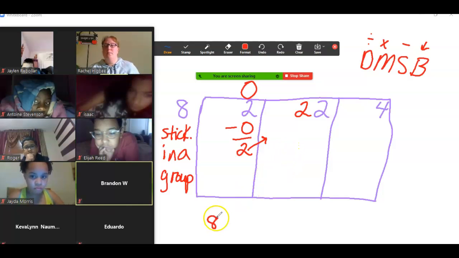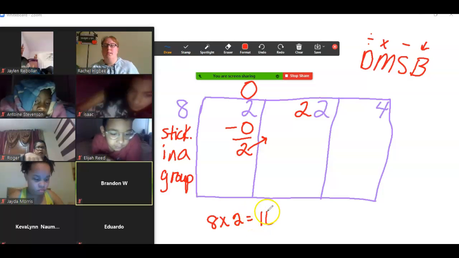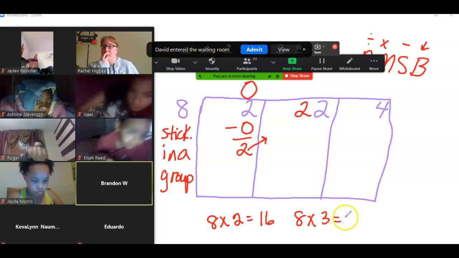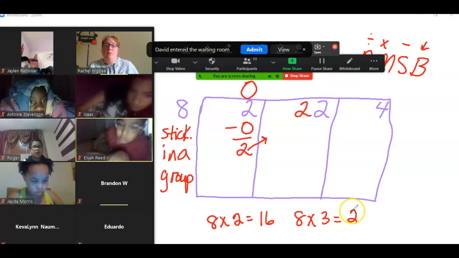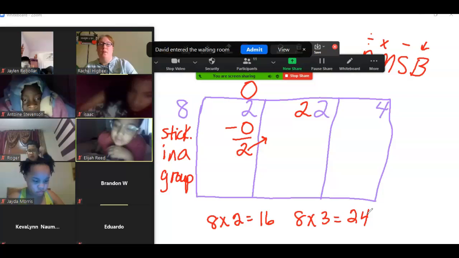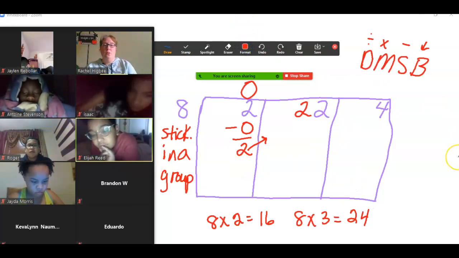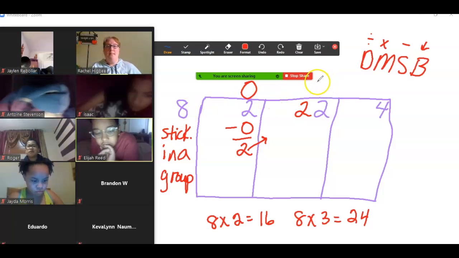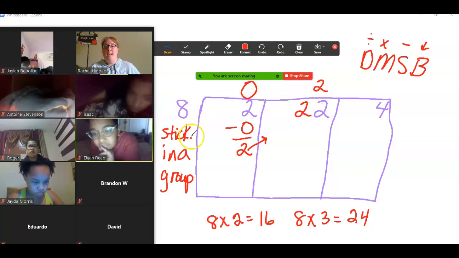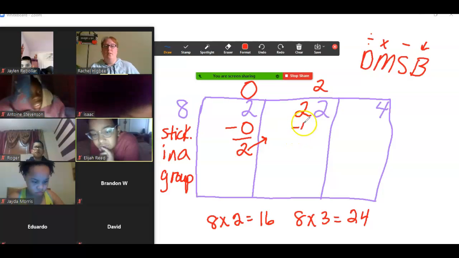2. What's 8 times 2? 16. What's 8 times 3? 24. Okay, so 24 would be too much, right? So I can't do 3 groups. It has to be 2 groups. So I'm going to place my 2 here. And so 2 times 8, well, we already figured that out, is 16.